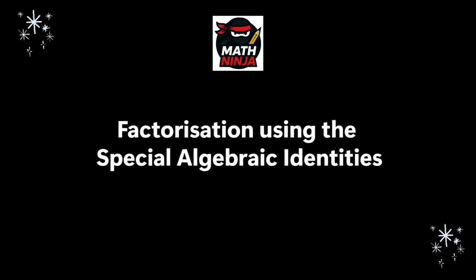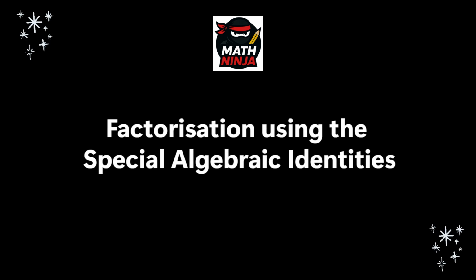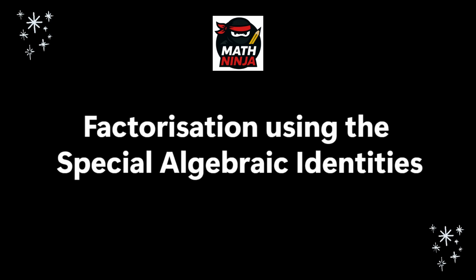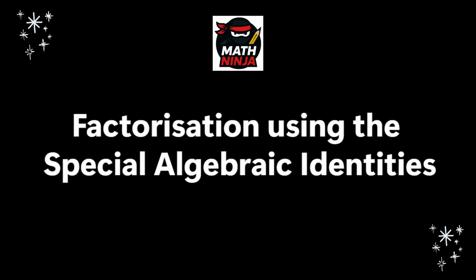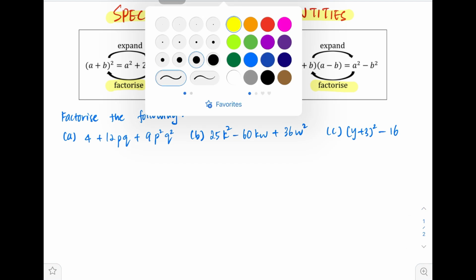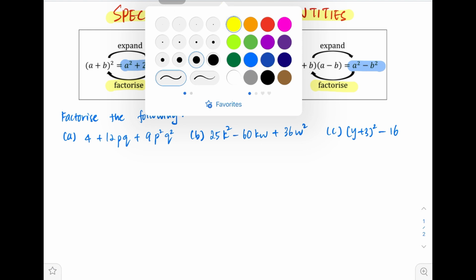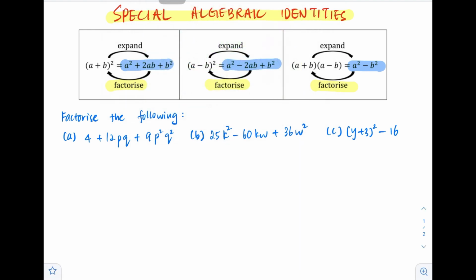In this video, we are going to see how we can use our special algebraic identities to help us to factorize algebraic expressions. To do that, we will need to look at the expanded forms and try to identify similar structures so that we can work backwards to get our product form. Let's look at a few examples to see how we can do that.